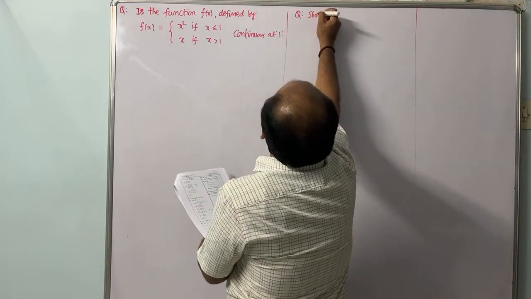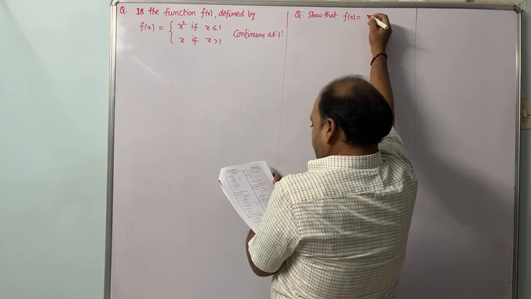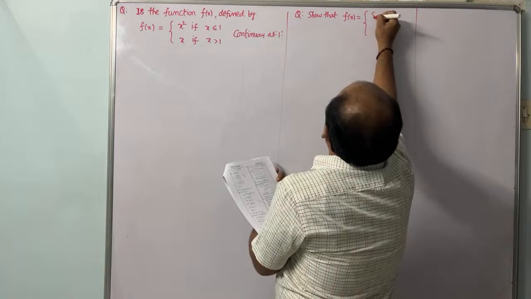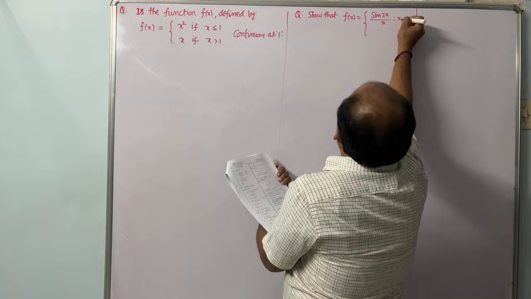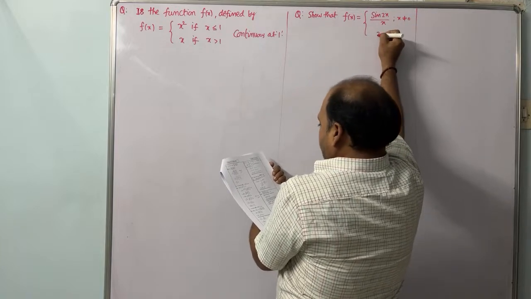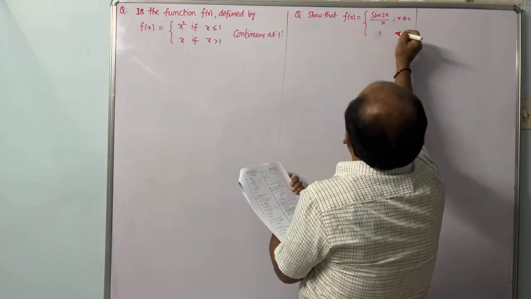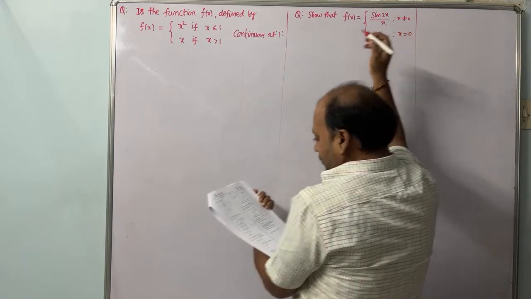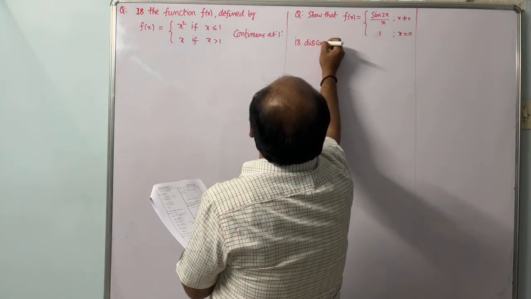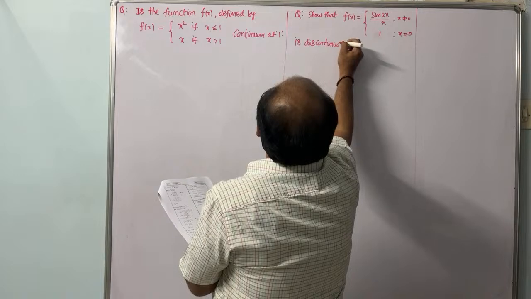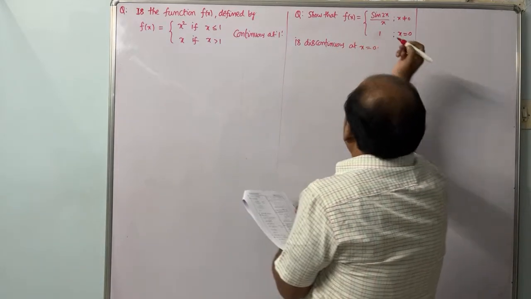Show that f of x equal to sine 2x divided by x, x is not equal to 0, and 1 when x is equal to 0, is discontinuous at x is equal to 0.